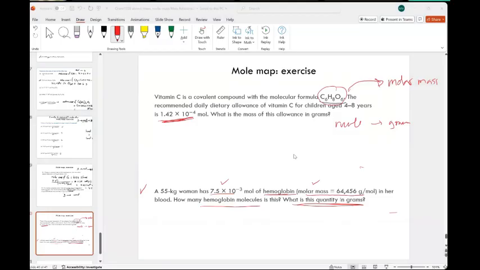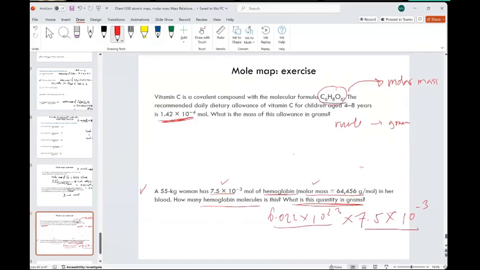So that's how you got that. How many hemoglobin molecules? So now the other part of the question: how many hemoglobin molecules is this? You can directly find that by using Avogadro number, 6.022 times 10 to the power 23 times 7.5 times 10 to the power minus 3. Avogadro number times given mole is equal to number of molecules. So this is your second part.